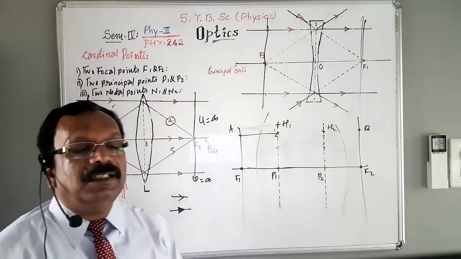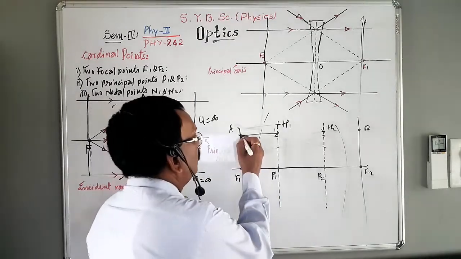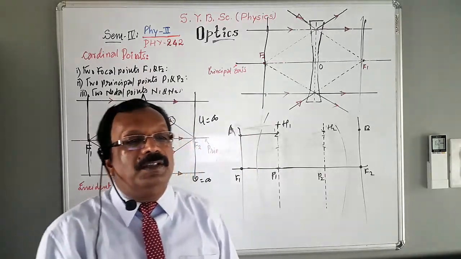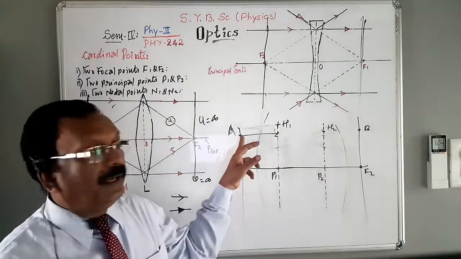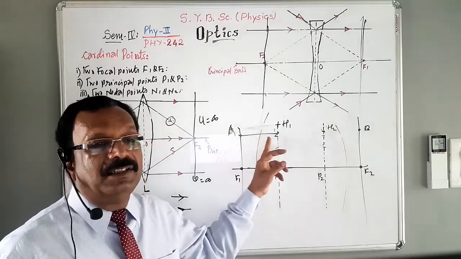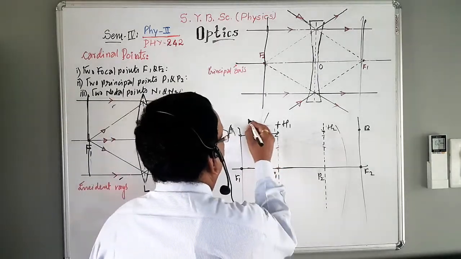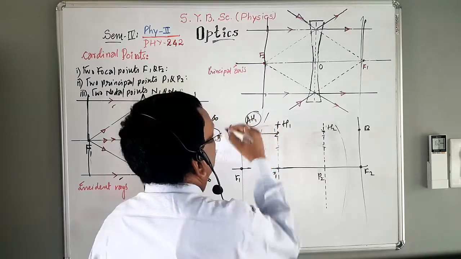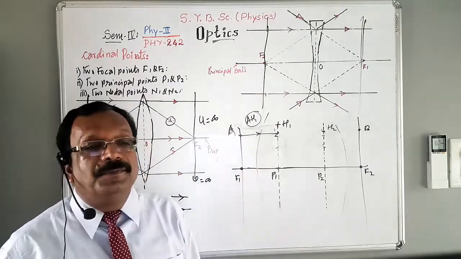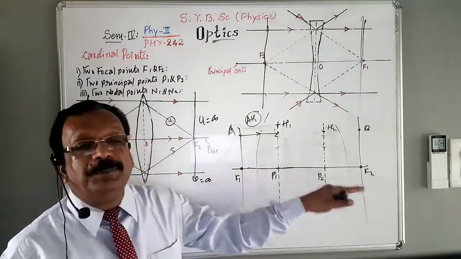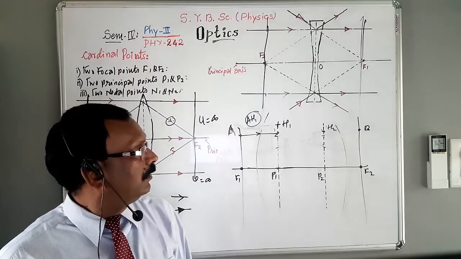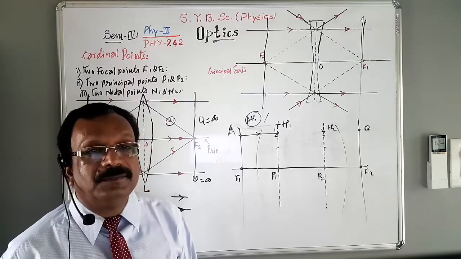Okay. Now consider any point such that, suppose A is the point, and this point is on the first focal plane of an optical system. Consider the ray AH1, this ray, which is travelling parallel to the principal plane. Its conjugate ray is H1 F1.